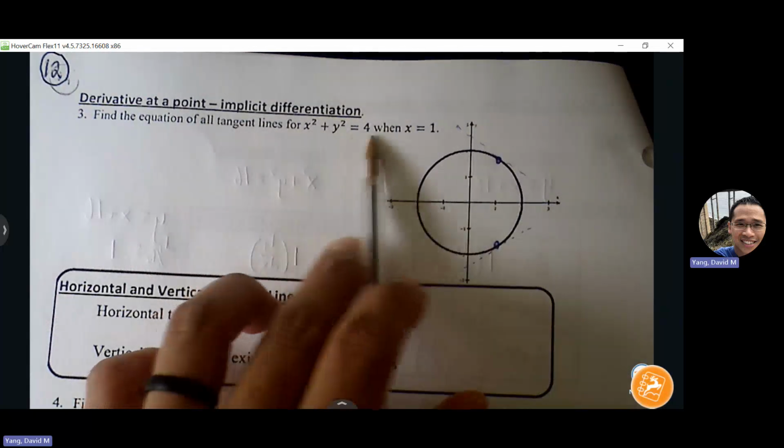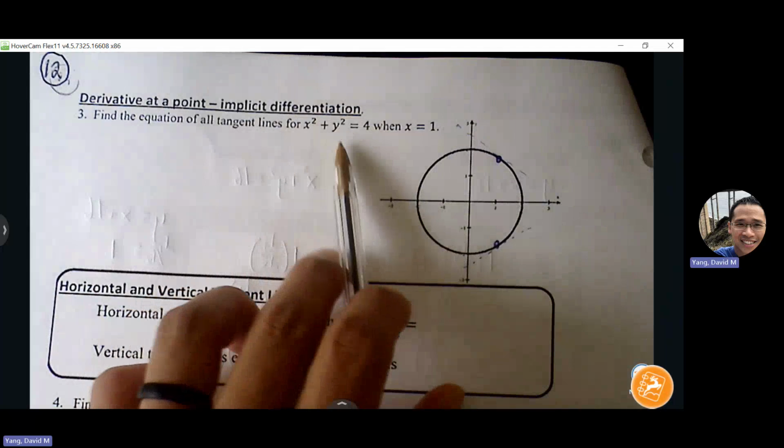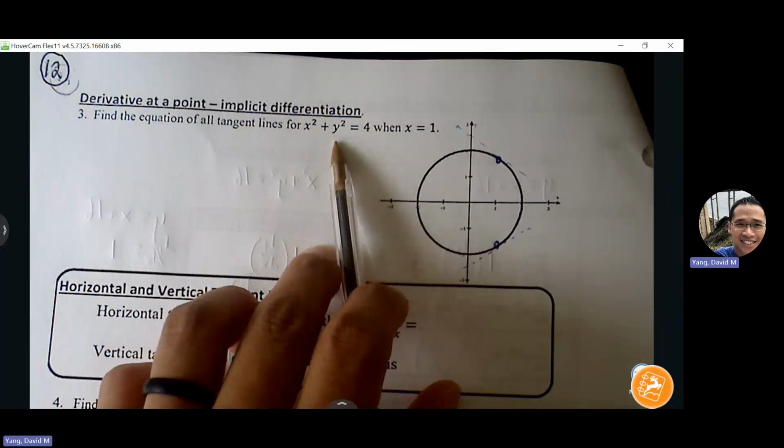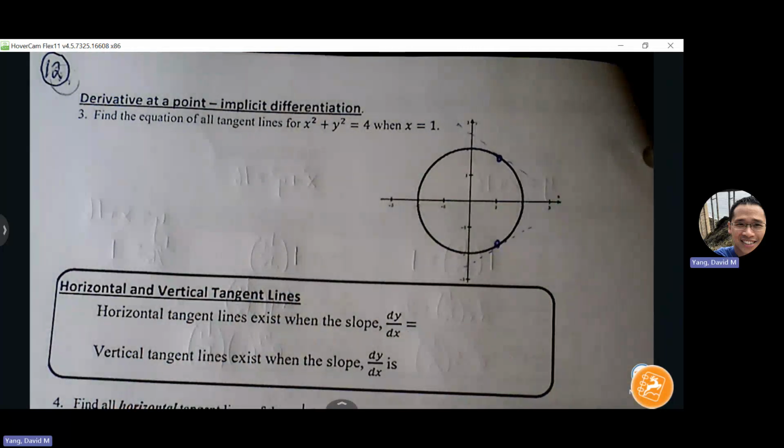Okay, but let's go ahead and build the derivative, right? So for the derivative, we can tell we need implicit because y is not by itself. There's something done to the y. So go ahead and set up your derivative implicitly.